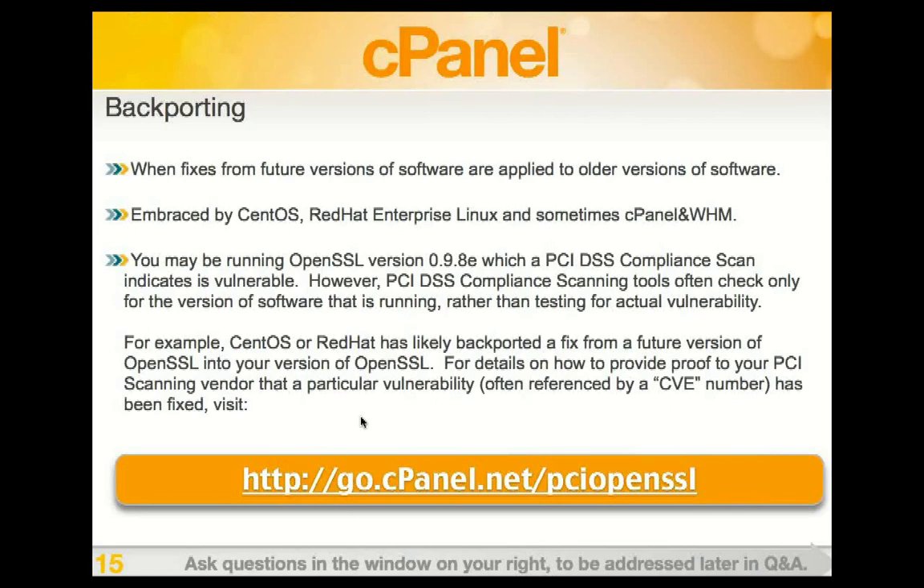CVE is basically a reference number for exploits, essentially. And it's like, okay, here's the number of this exploit that you said I'm vulnerable to. Here's the documentation that says I am not vulnerable to this exploit on my server. Can you please correct the scan for me and certify my server? And if you want to know more about this particular topic, you can go to go.cpanel.net/PCI OpenSSL.